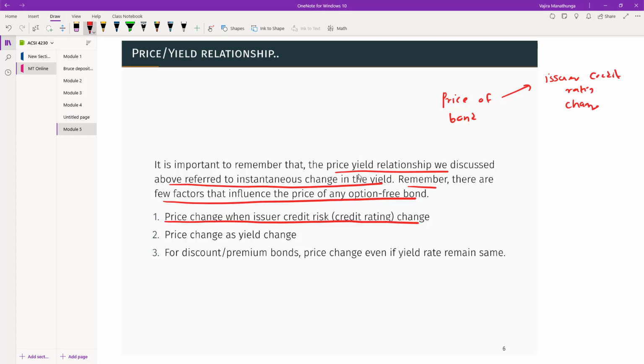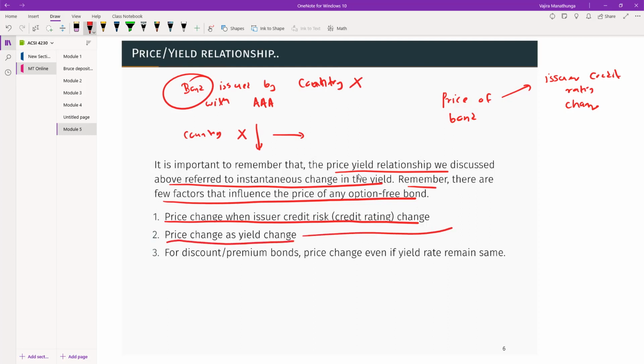So when that happens, the price can decrease. For example, let's say you have a bond issued by country X with AAA rating. Then country X goes bankrupt, and of course this bond is going to be rated as maybe C or even junk. When that happens, the bond price is going to be really depreciated because nobody really wants that bond. The other one is price change as yield changes.